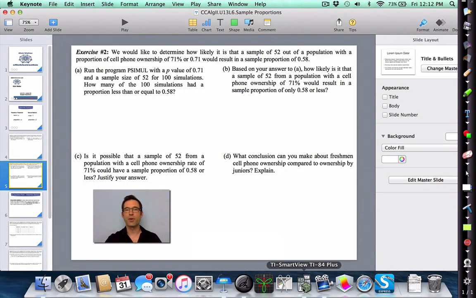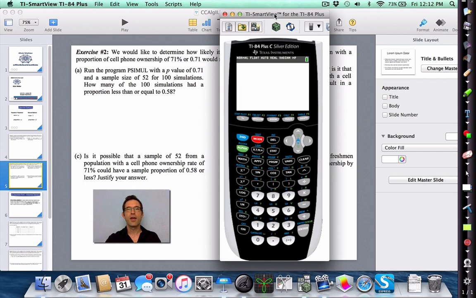All right, let's open up our TI-84 Plus. And what we're going to do is go into our programs and we're going to run P-simulation. Now, what it asks me for is the population P. So I want to say that I've got a population with 71% owning cell phones. And I want a sample size of 52, because that's the sample I took of freshmen.